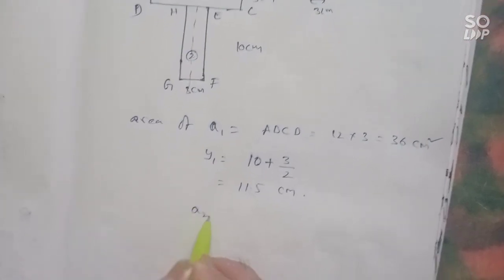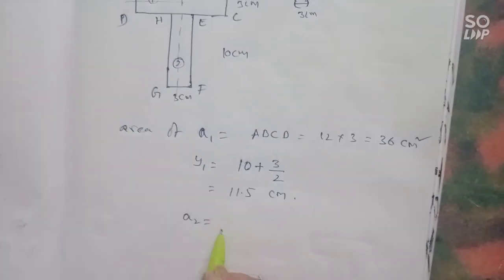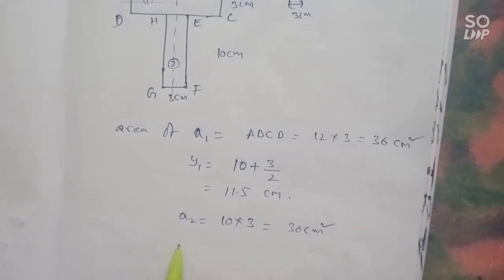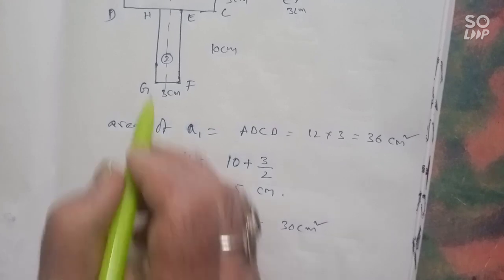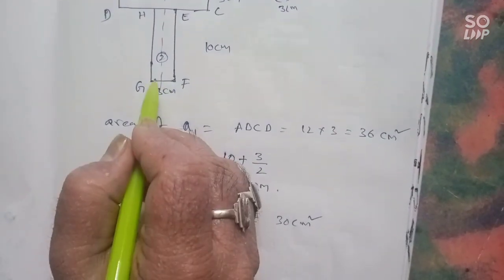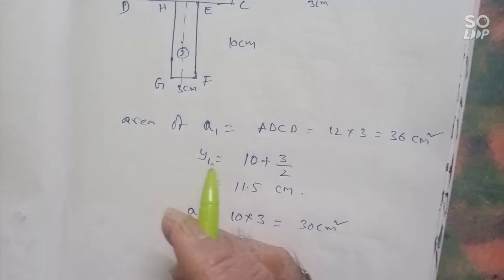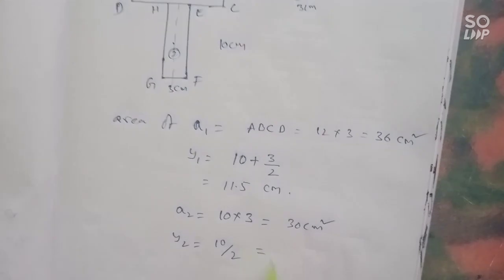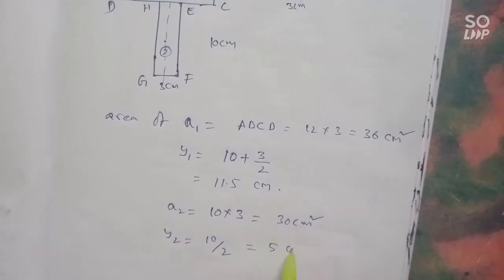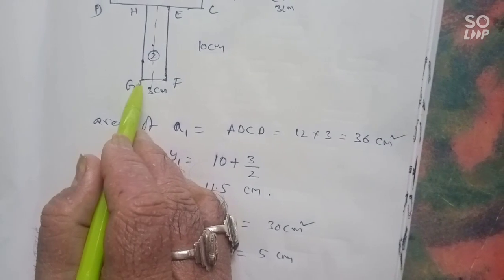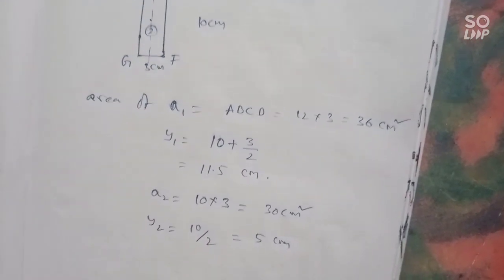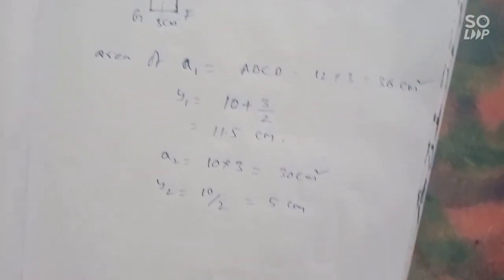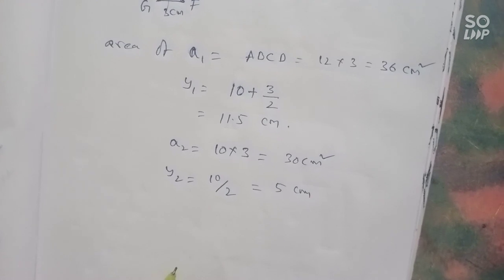Similarly, A2 equals 10 into 3, that is 30 centimeters square. y2 is equal to the center point from the bottom, that is 10/2, which is equal to 5 centimeters. Here also we have to find it from GF. GF is the base, the bottom line. So from the bottom line it is 10/2, it is 5 centimeters.